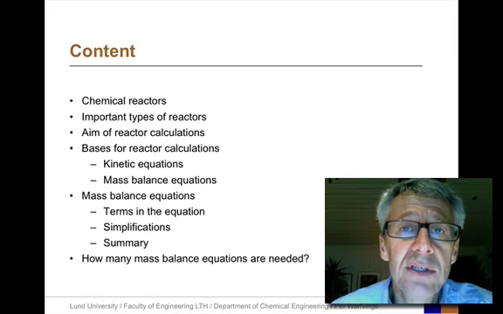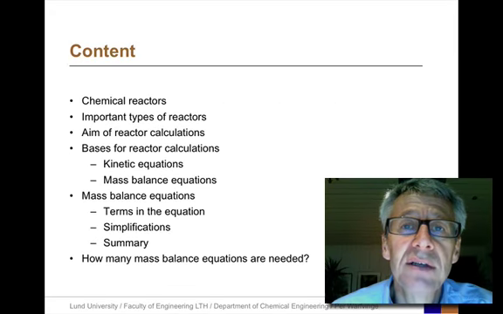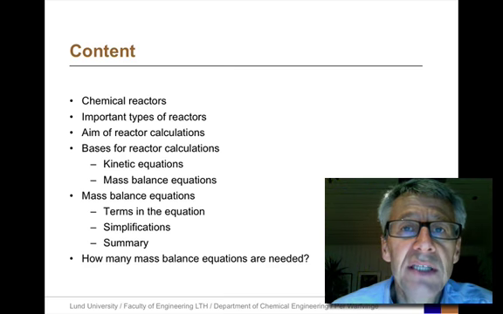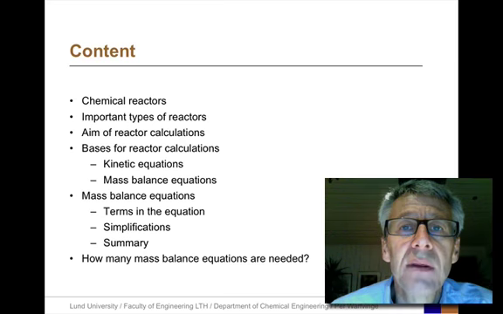The content of this screencast was chemical reactors, some important types of reactors, and the aim of reactor calculations. Then we discussed the basis for calculations, that is, the kinetic equation and the mass balance equations, and we went into the details of the mass balance equation with the terms in the equation, simplifications, and a small summary. And finally, I had a discussion about which mass balances we need to solve in order to calculate the concentration of a certain component.